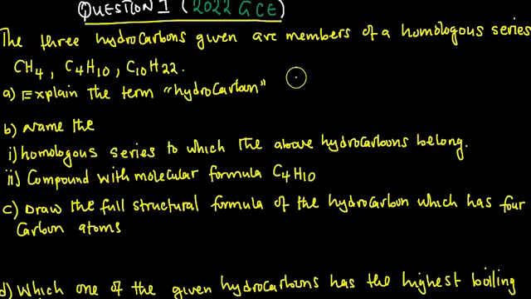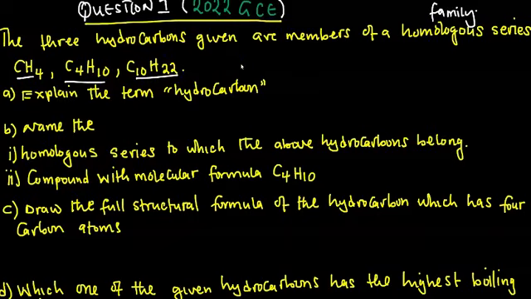Alright, let us begin. And the first question that we are answering comes from 2022 GCE. The question reads, 3 hydrocarbons given are members of a homologous series. So a homologous series, you can just look at it as a family. These 3 hydrocarbons that we have are CH4, C4H10, and C10H22. So now the first question is, explain the term hydrocarbon.